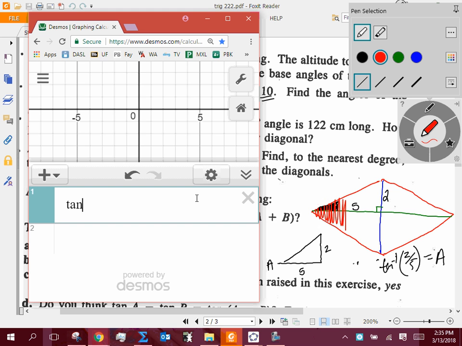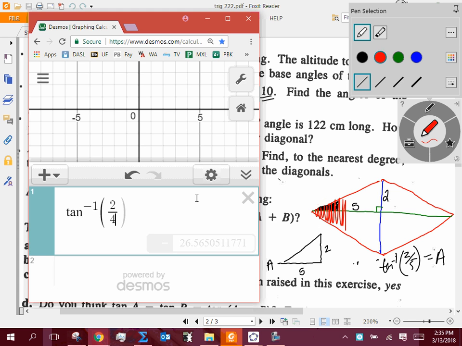If I take tangent inverse of 2/5, that gives me that angle right there, right? That is just this black angle. How do I get the red one? I double it. So there's the red one, okay? So that's one angle of my rhombus.